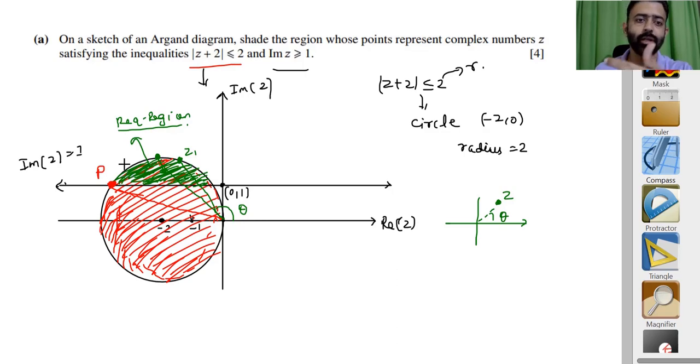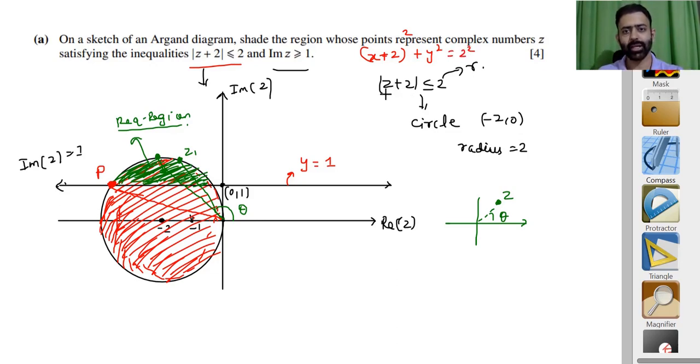Now how to find out this argument? For this we need to convert this into x and y form, and solve that equation with the line y equal to 1. Basically in Cartesian form, this line will be y equal to 1, and the equation of this circle can be written as (x + 2)² + y² = 2².